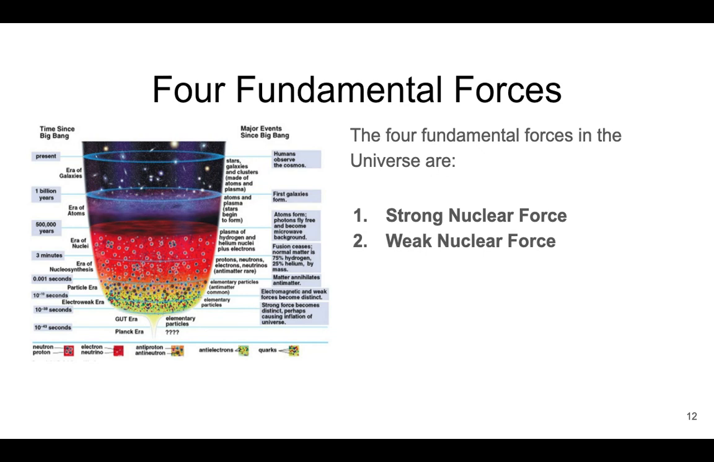We also have what's called the weak nuclear force. So the weak nuclear force, it's not as strong as the strong nuclear force. The weak nuclear force basically turns protons into neutrons sometimes, and sometimes it turns neutrons into protons. So it seems kind of weird, but this is the thing that makes the sun work.